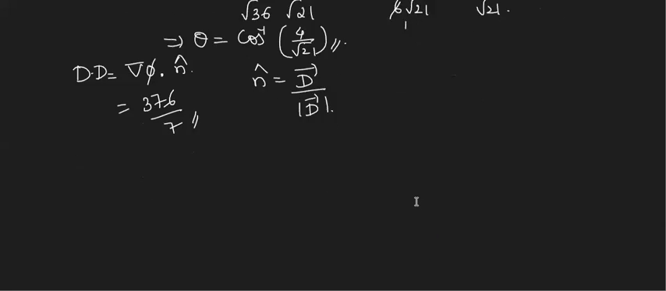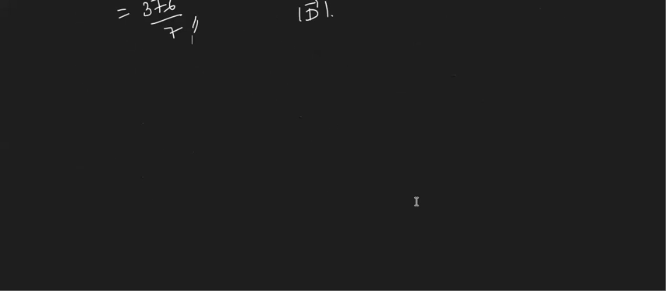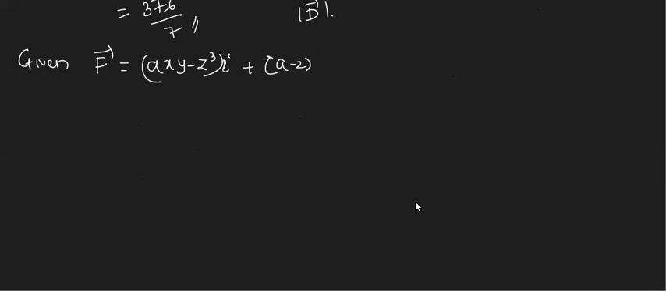Those who are 100% prepared can start solving it. Those who are not 100% sure can concentrate on my explanation. Just see what is given. Tell me the given vector field F. (axy minus z cube) i plus (a minus 2) x square j plus (1 minus a) xz square k. Okay, what have they given about this?